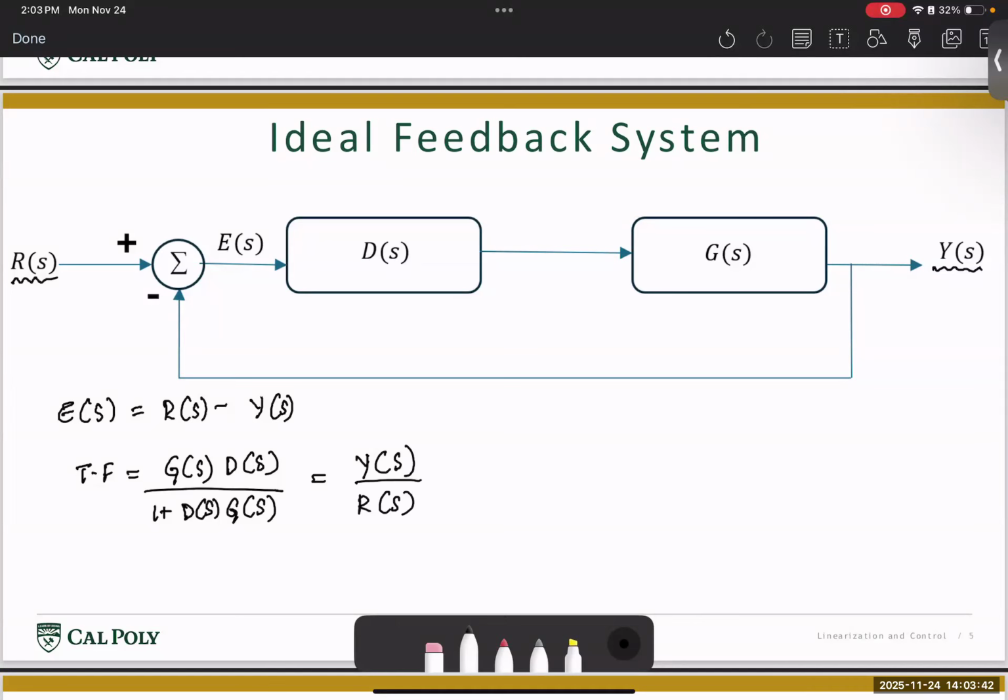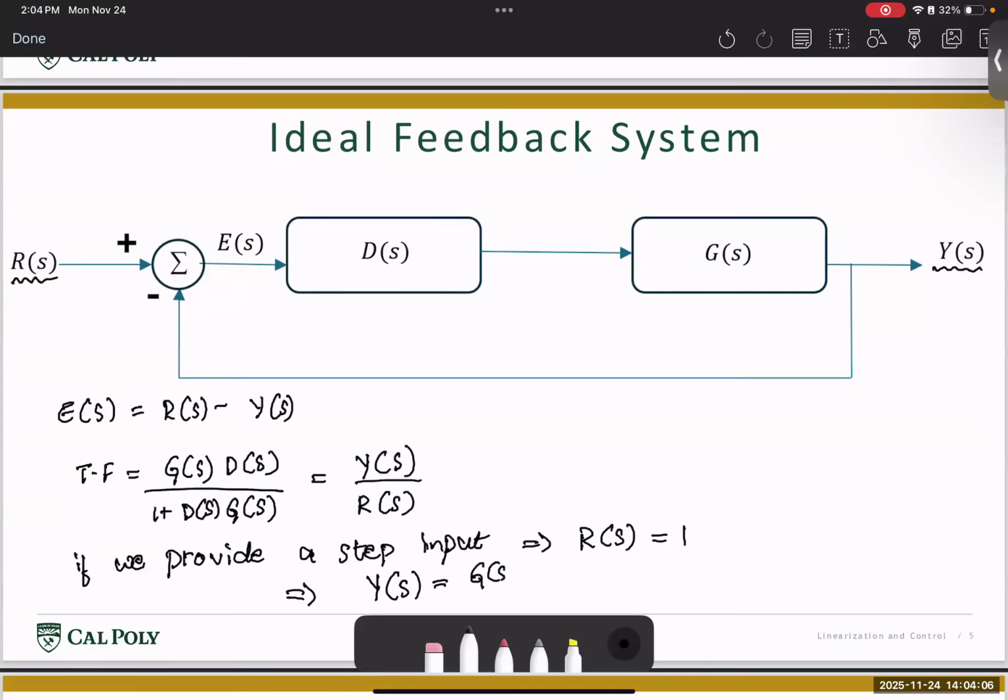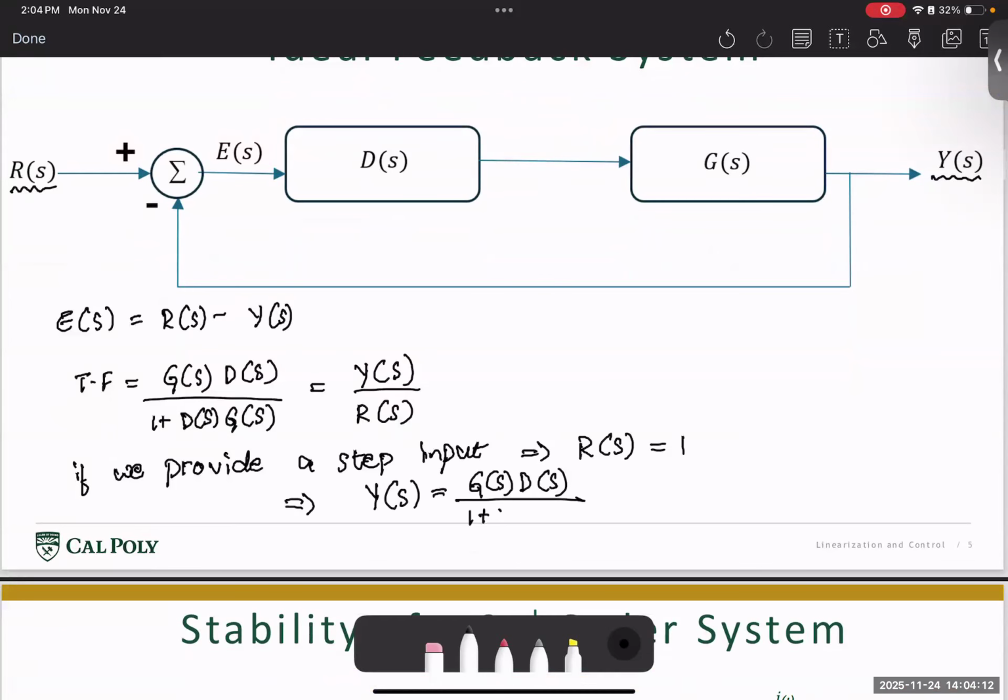All right. And if we provide a step input, then R of S in this case becomes 1, or in other words, the output of the system for an input step is nothing but G of S times D of S divided by 1 plus D of S times G of S. So if you provide a step input to the system, then the output of the system is given as the same as the transfer function itself.